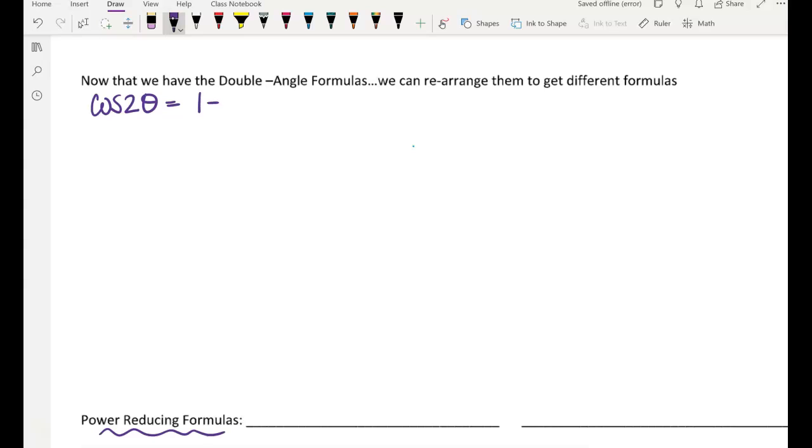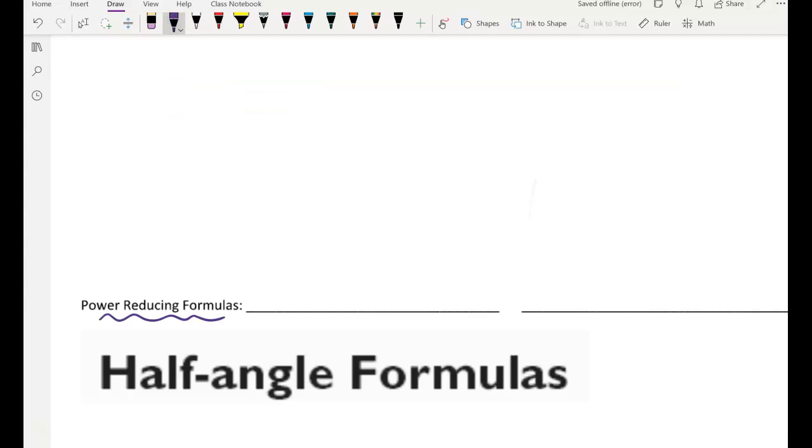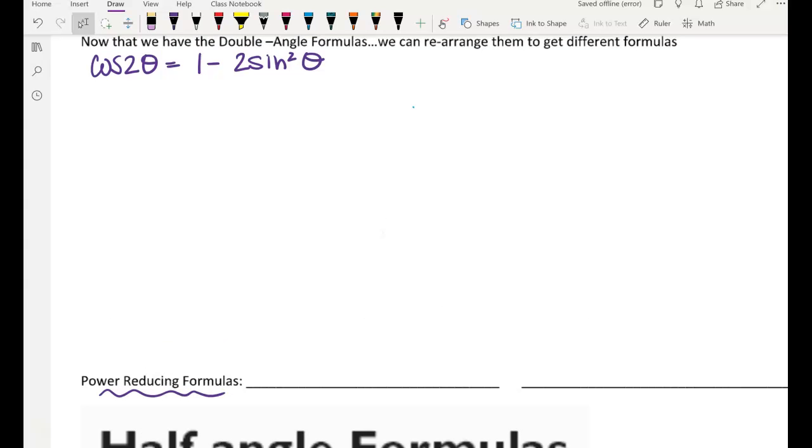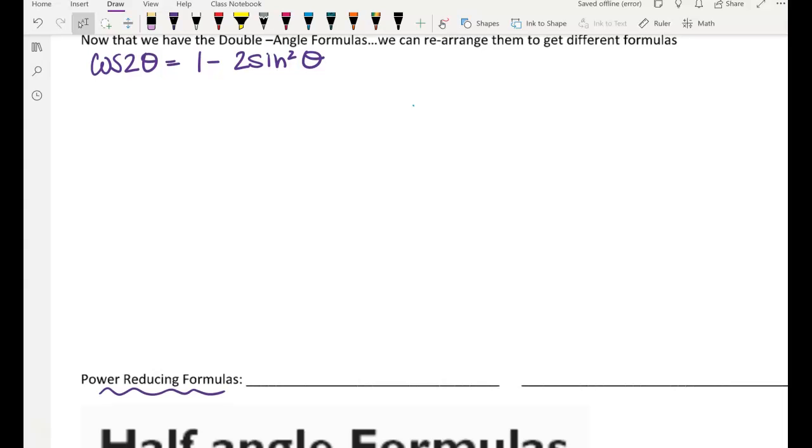Well, as you know already, the cosine of double has many. So we're just going to pick this one. The first that we're going to try to derive is the power reducing formula. This is not so much for pre-calc, but it's for later in calculus, so that way it's easier for us to do derivatives, okay?